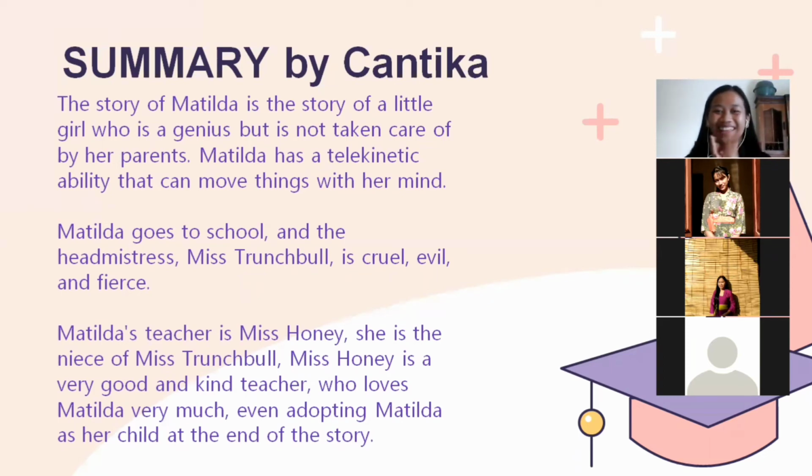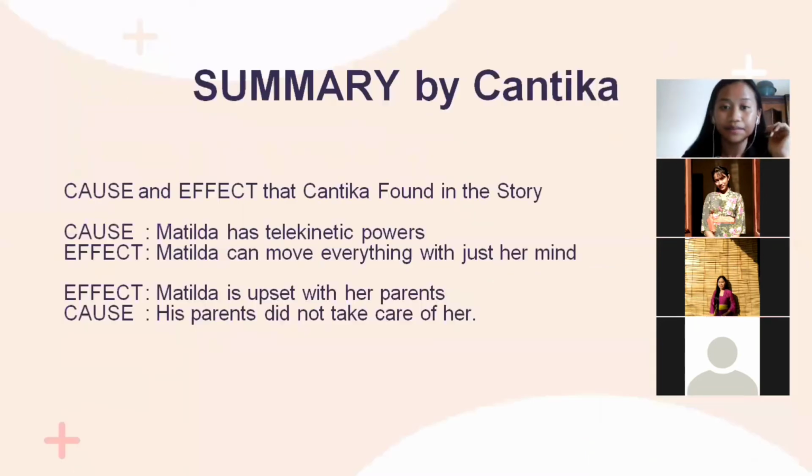Thank you, Miss. Okay. Thank you so much. That is a great summary by Chantika. So the story of Matilda is the story of a little girl who is a genius but is not taken care of by her parents. Matilda has a telekinetic ability that can move things with her mind. Okay, thank you, Chantika. Your summary is really great. I really love it. But how about the cause and effect? Could you please tell what is the cause and effect that you found in the story?